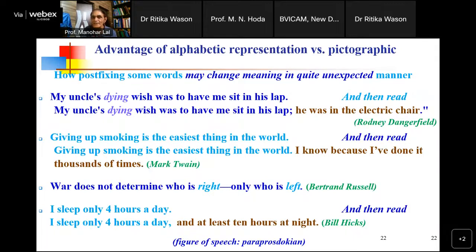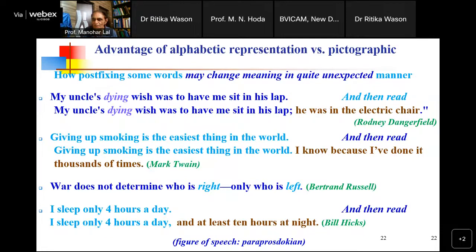Just by addition of a sentence, which did not happen in the case of pictographic representations. "Giving up smoking is the easiest thing in the world," Mark Twain says, very famous author. And afterwards he adds, "Giving up smoking is the easiest thing in the world. I know because I have done it thousands of times." Completely the meaning is changed.